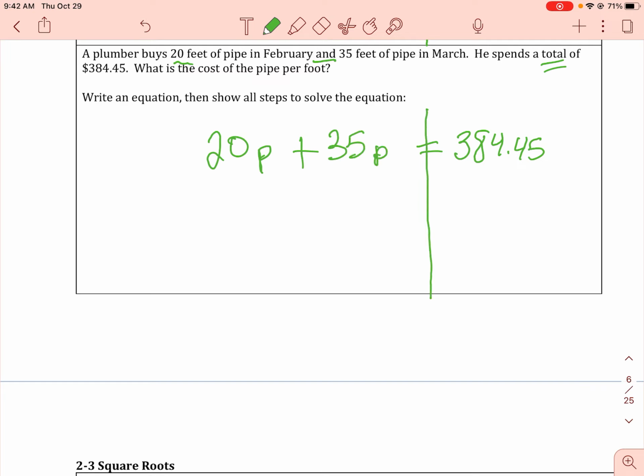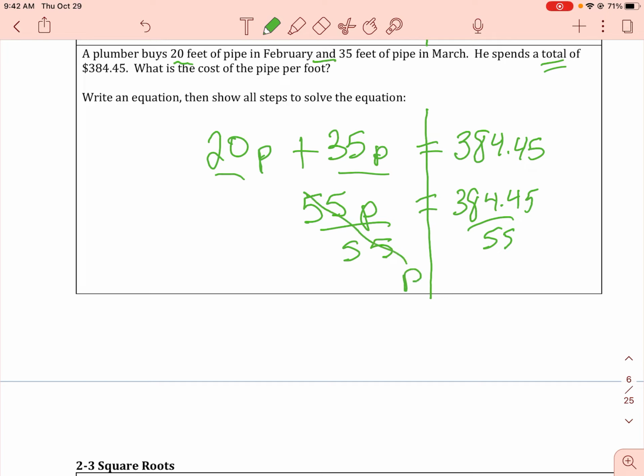So here we got our line. Now here we get into our combining. See how we can combine these? These are like terms. 20 plus 35 gives me 55 times P, how much the pipe costs per foot. And then we bring this down because there were no like terms on this side. Now 384.45, we have to divide by 55 on each side to get P all by itself. And the store charges $6.99 per foot of pipe.